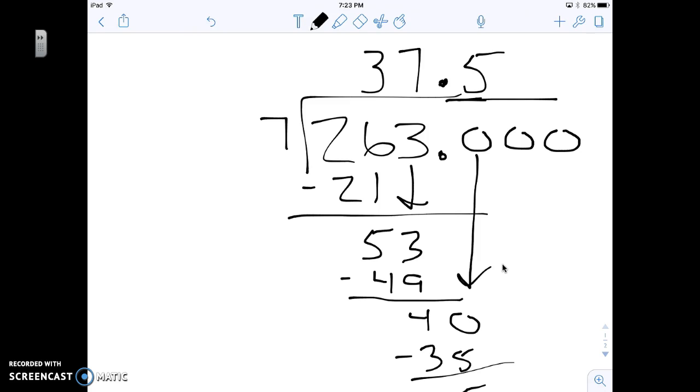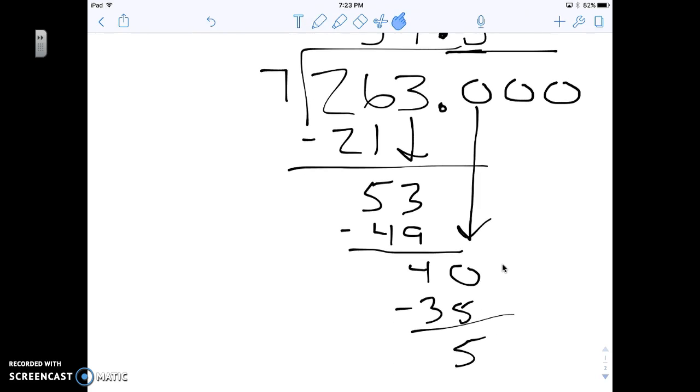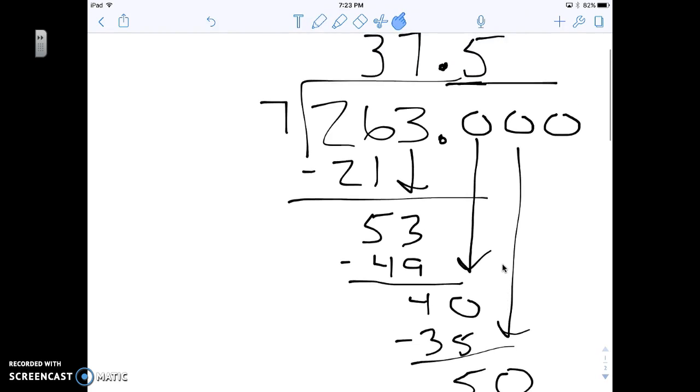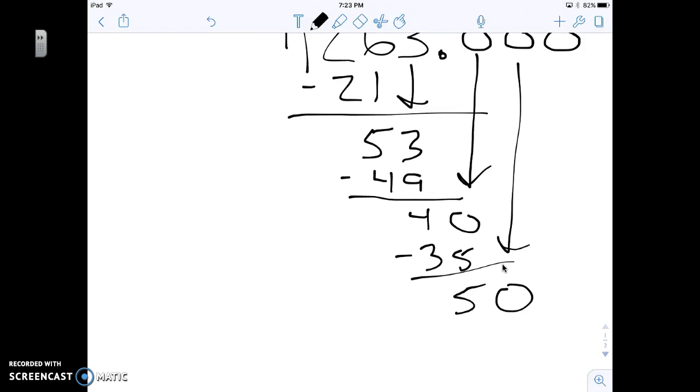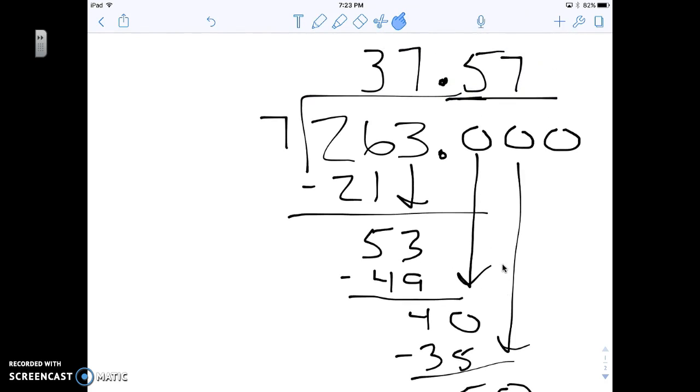We're going to bring down this next 0 here. So draw an arrow, bring it down. We now have 50. 7 goes into 50 7 times. 7 times 7 is 49. So we're going to subtract 49 from 50, and we still have a remainder. So we need to go one more place, because remember, we're rounding to the nearest hundredth place. The 7 is in the hundredth place.